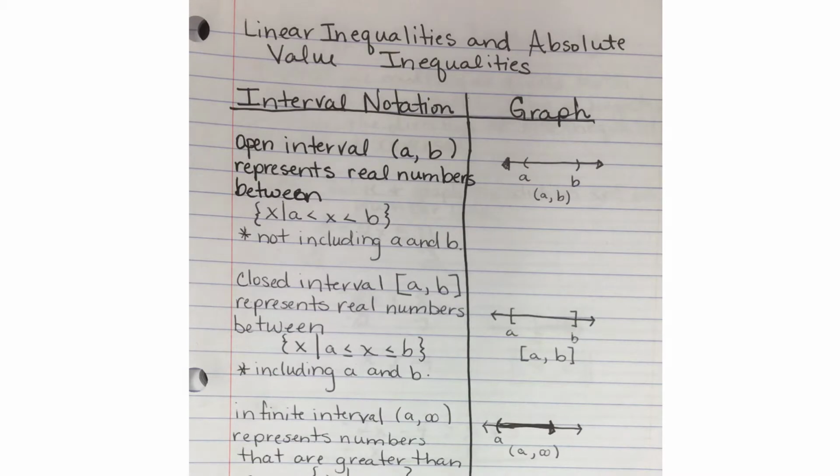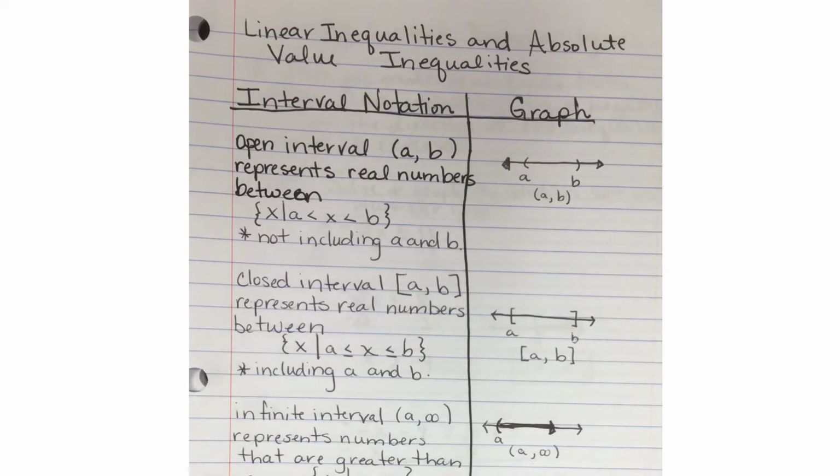Now, whenever we have an open interval, (A, B), it represents the numbers between A and B. It's read for all x, A is less than x, which is less than B, not including A and B. So whenever we use a parenthesis, that means do not include the numbers by the parenthesis.